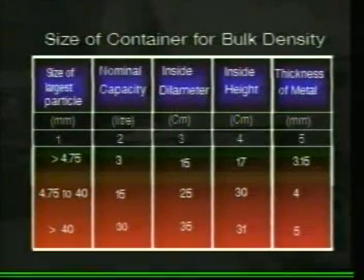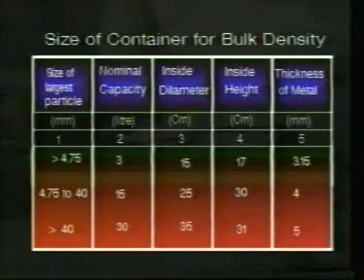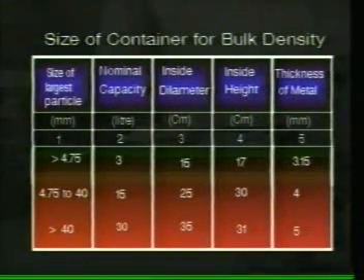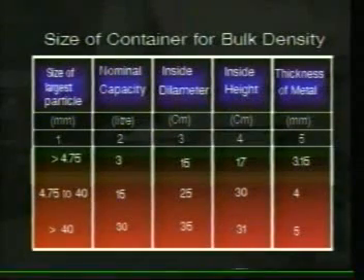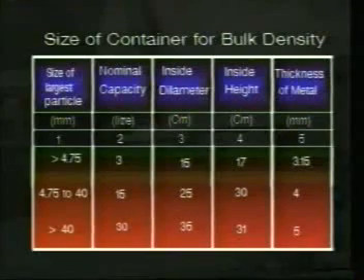Now let us see the procedure, how this bulk density of aggregate is determined. Select the capacity of the cylindrical metal measure to be used, depending upon the size of the aggregate, basing on the IS recommendation shown in the table for determination of bulk density of aggregates.